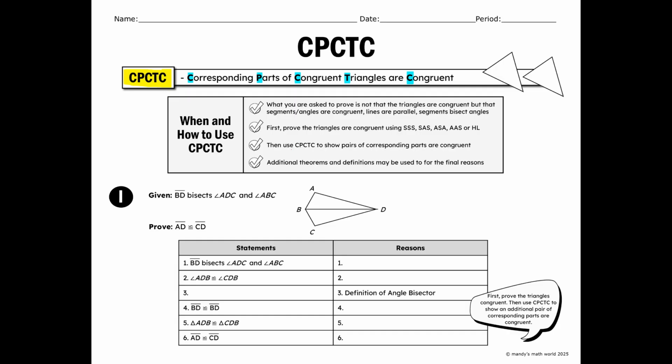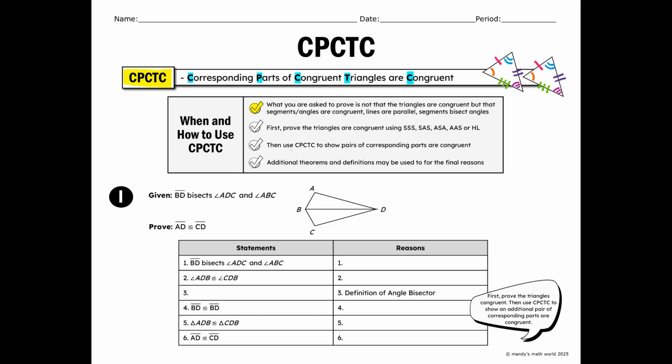And all it means is that if you have two congruent triangles, you have 1, 2, 3 pairs of congruent sides, and you have 1, 2, 3 pairs of congruent angles. All corresponding angles and sides are congruent. So, like I said, I've touched on the fact that you can use it in a proof to justify additional pairs of corresponding parts. So when and how do you use it?